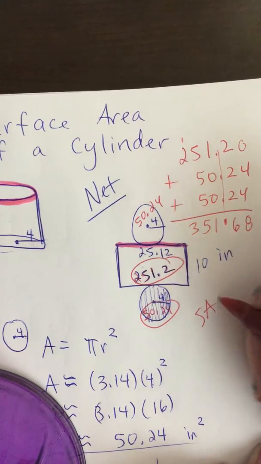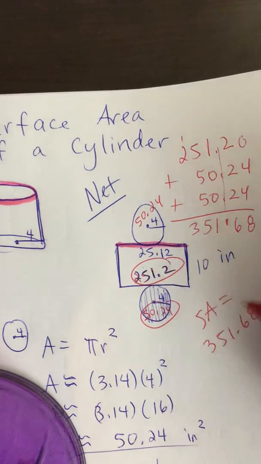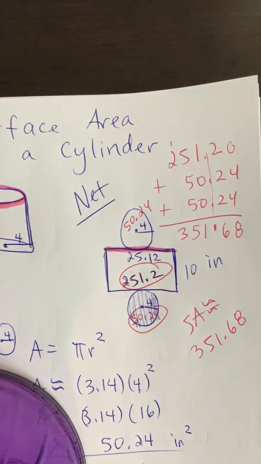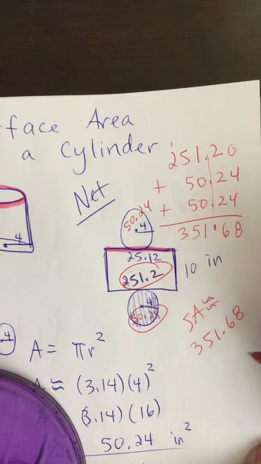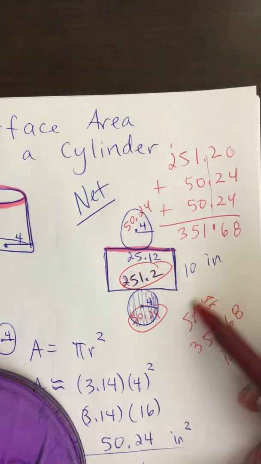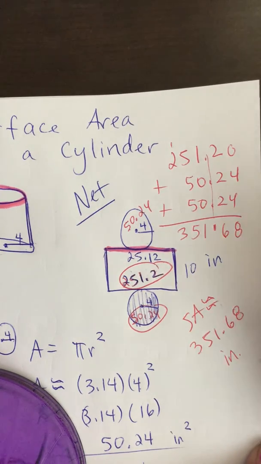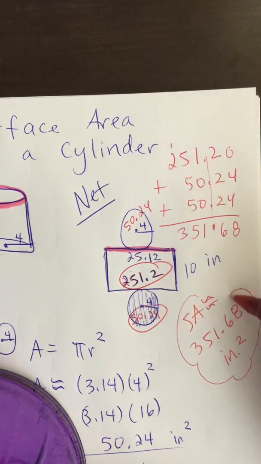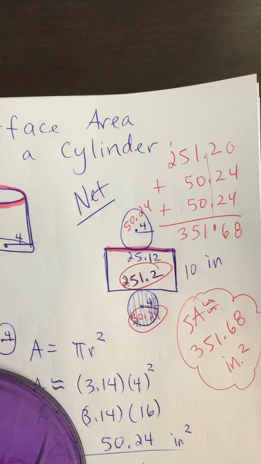So our surface area is 351.68. And it should be approximate because we rounded all of our pies. And that would be the answer. Now, it's inch. Try to think if it would be just a normal inch, squared, or cubed. If it's the area, the surface area, area is always squared. And that would be the final answer. Thank you. Good luck with that.